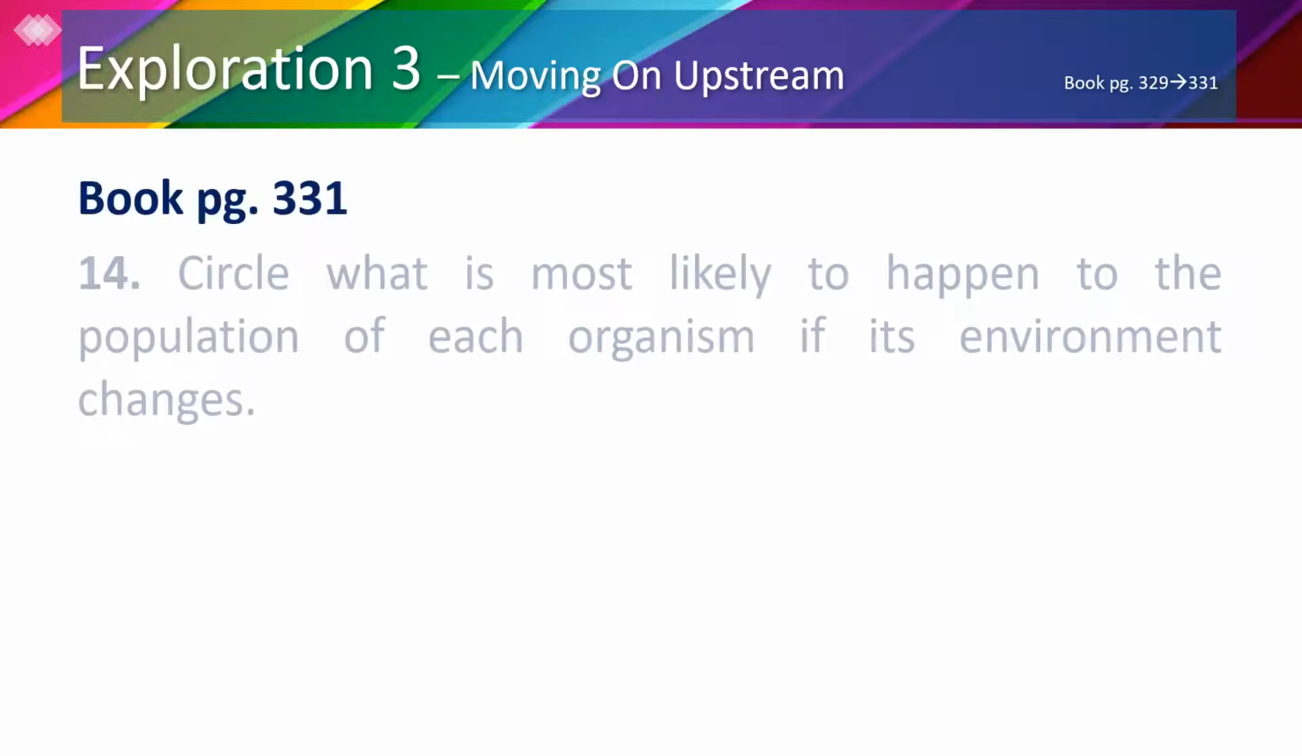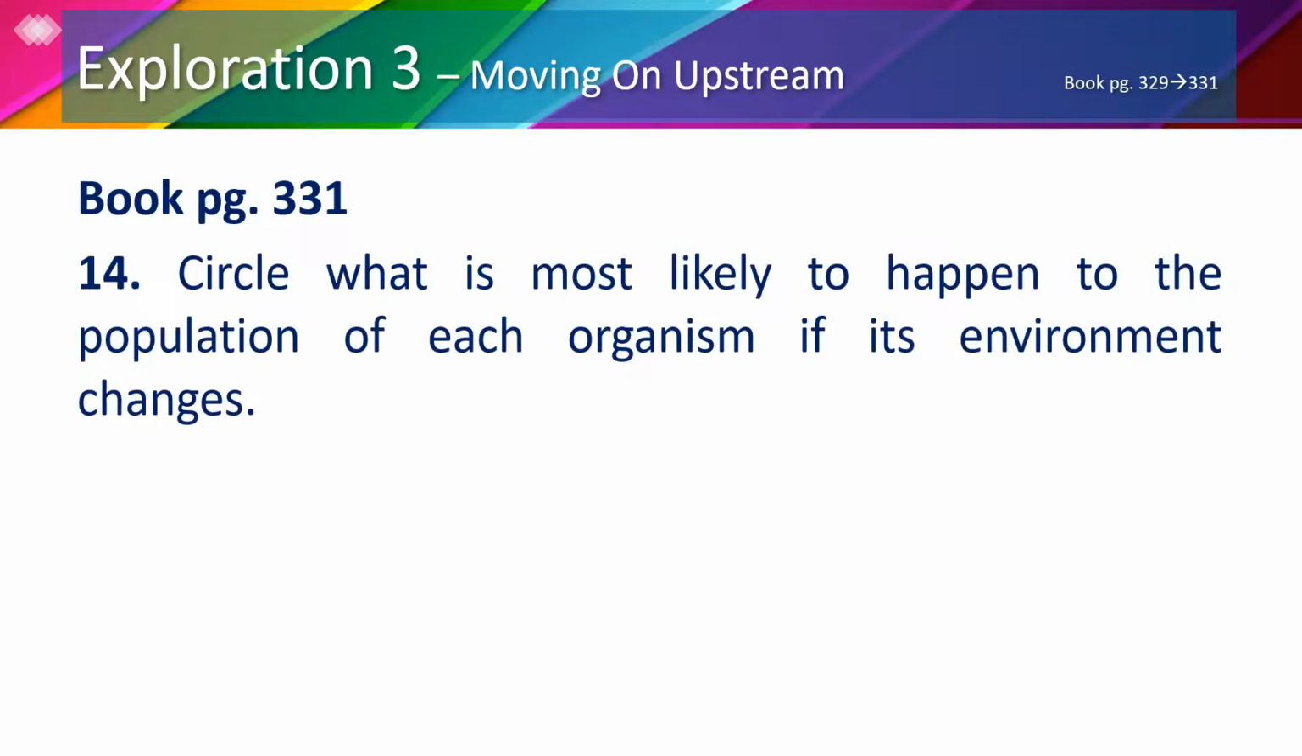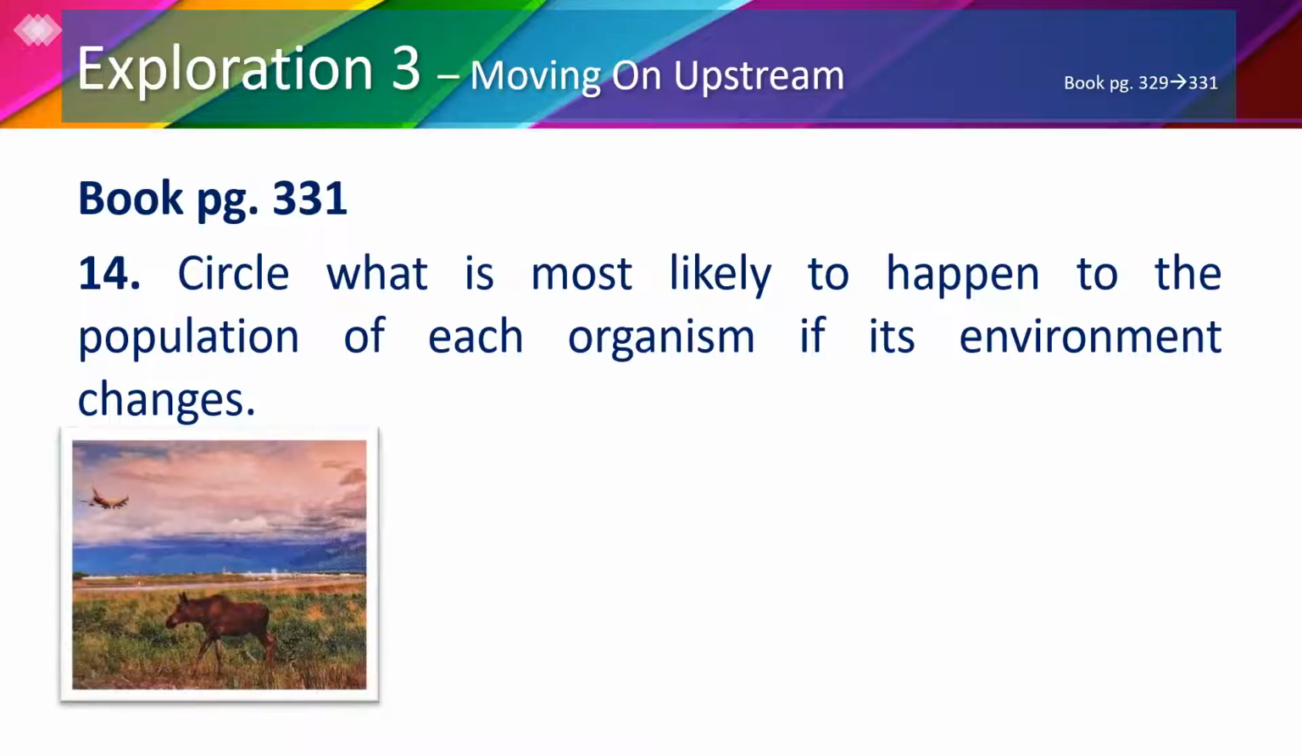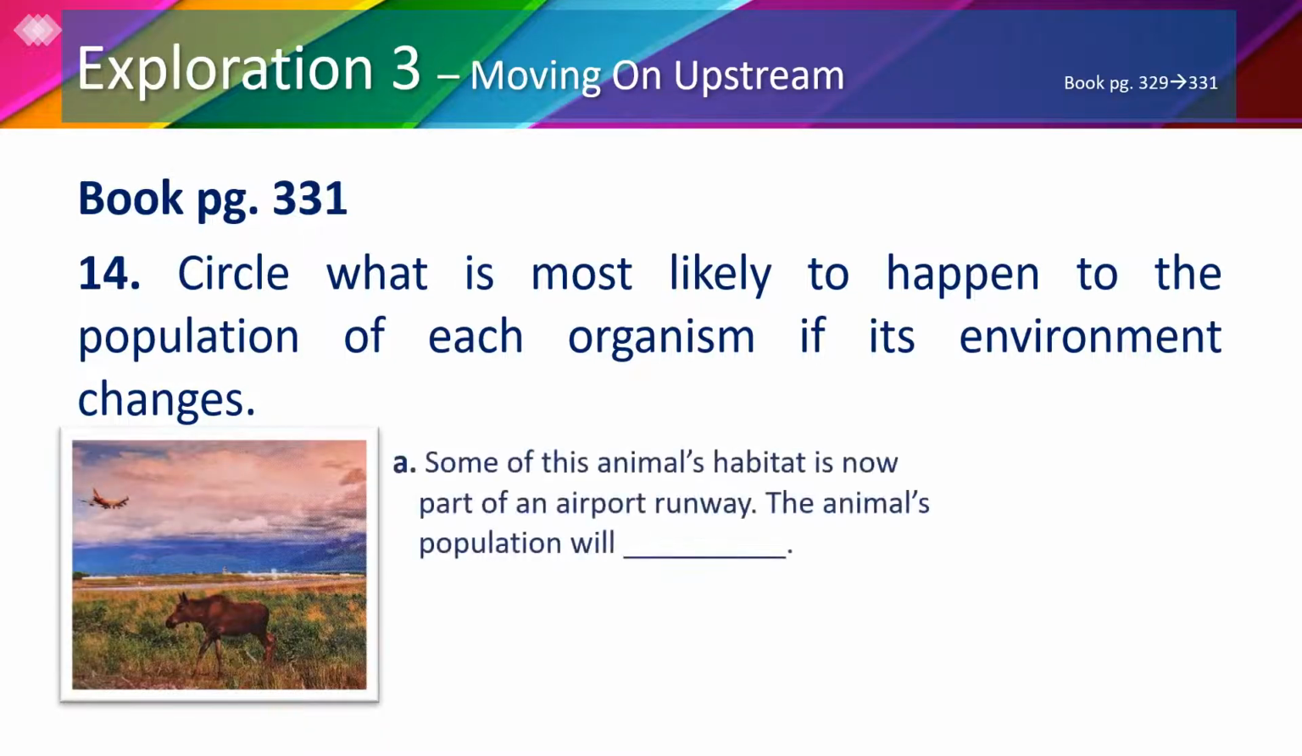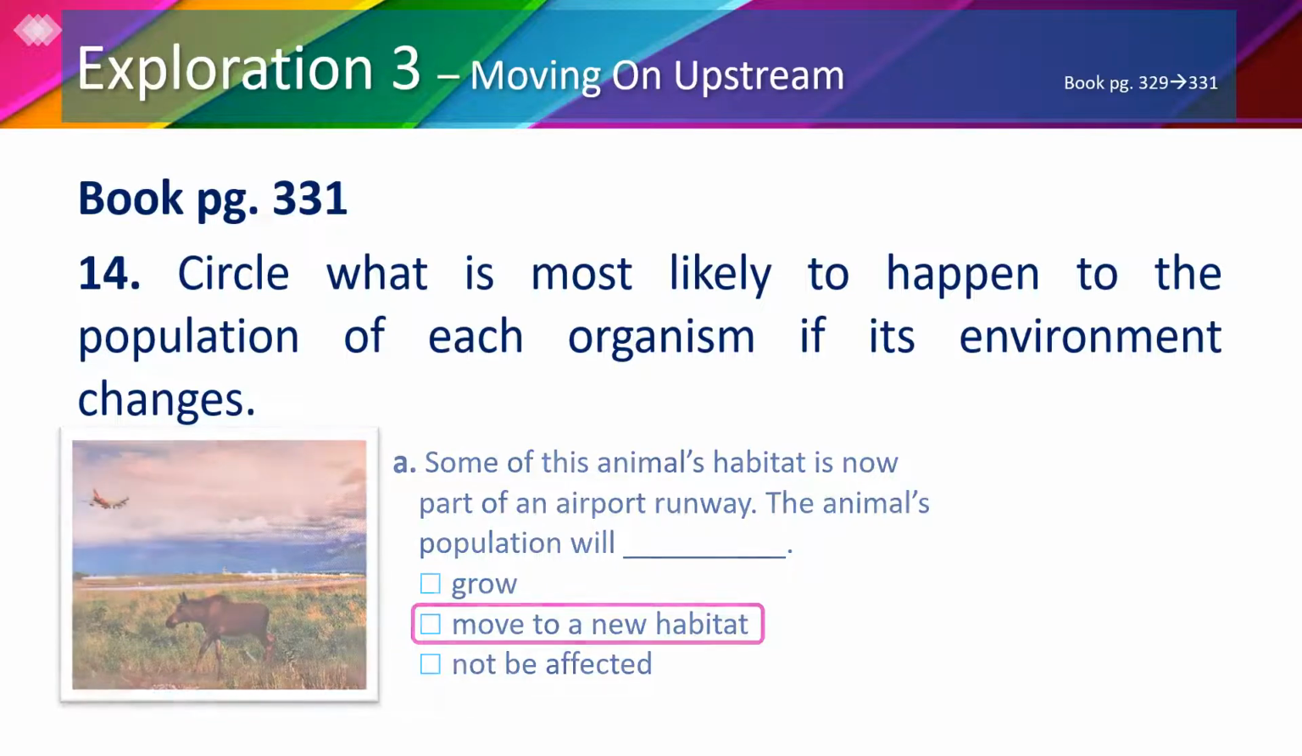In your book's page 331, we're going to circle what is most likely to happen to the population of each organism if its environment changes. If you look at the first picture, you may notice that some of its animals' habitat is now part of an airport runway. So what do you think the animal's population will do? Grow, move to a new habitat, or not be affected? Since the airport is disturbing the animal's habitat, then it will most likely move to a new habitat.